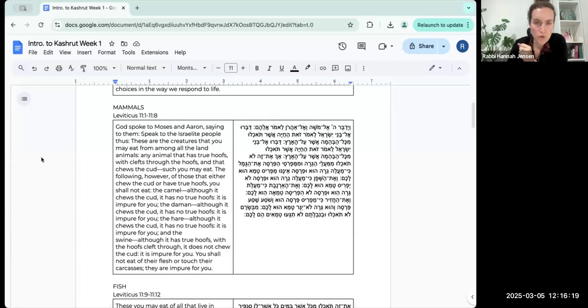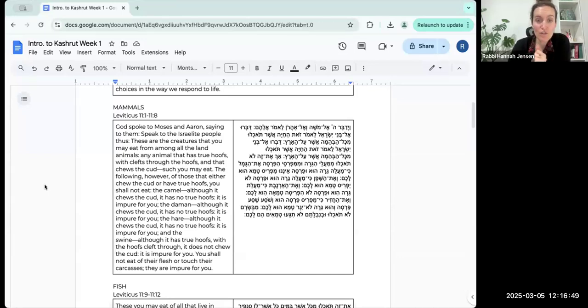So God spoke to Moses and Aaron saying, speak to the Israelite people. These are the creatures you can eat from among all of the land animals, which we understand to mostly be mammals. Any animal that has true hooves with clefts through the hooves and that chews the cud, such you may eat. This is one of the most famous descriptions of kashrut, I think, that we have. Split hooves and chews its cud. That's the shortcut version of what we can eat.